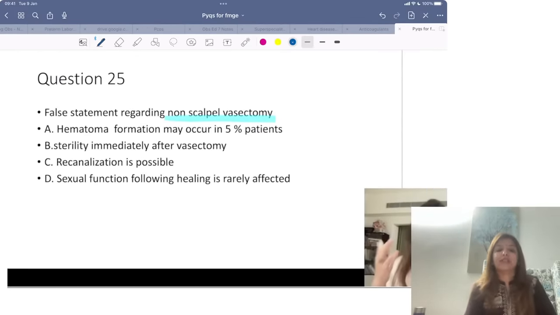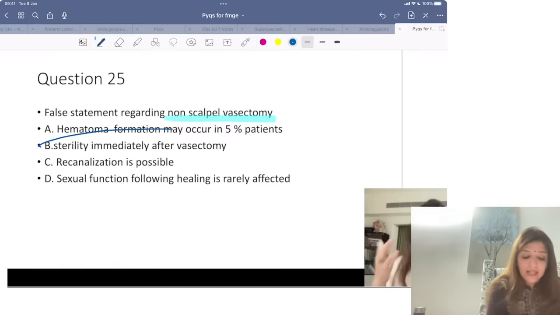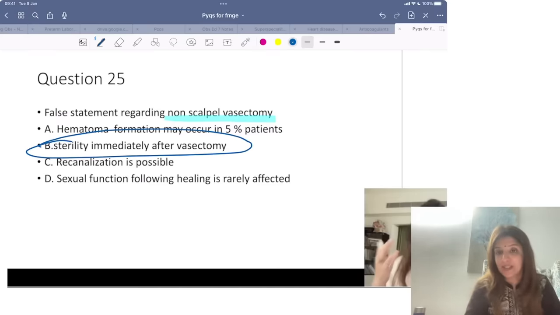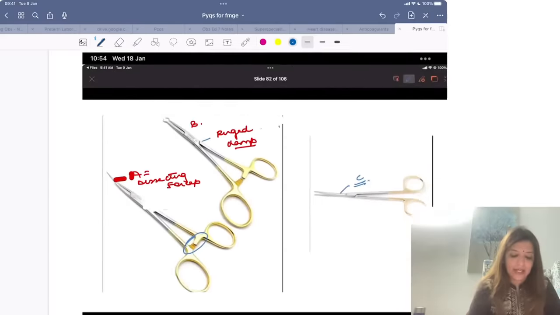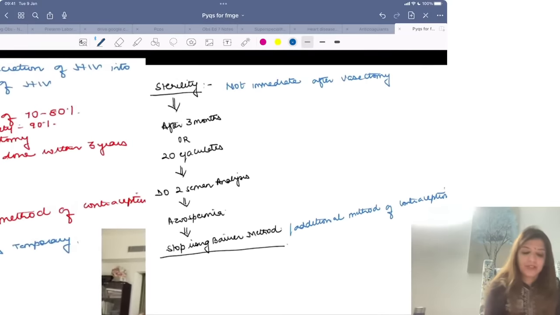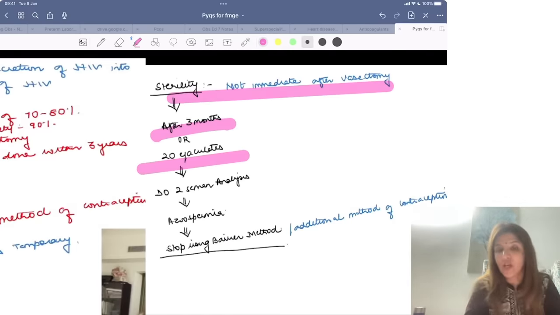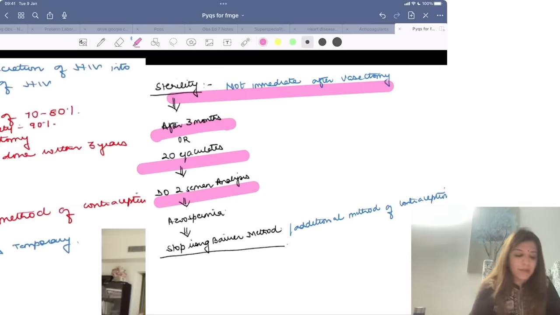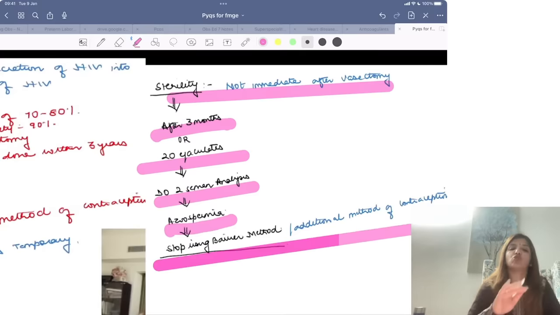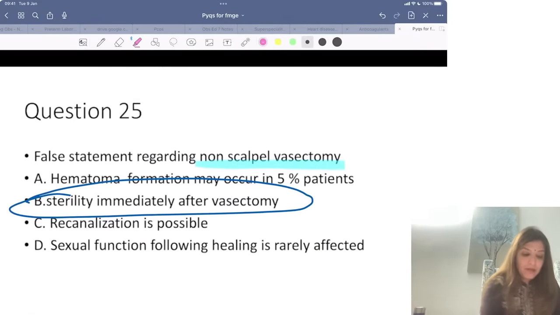False statement regarding non-scalpel vasectomy. Now, even if you don't know many details about non-scalpel vasectomy, you know this, that sterility is not immediately attained after vasectomy, right? After vasectomy, sterility is attained after 3 months. So, sterility is attained after 3 months or after 20 ejaculates. So, once I have done vasectomy, I advise the couple to use a barrier contraceptive. And then after 20 ejaculates, we will do 2 semen analysis. And if both the semen analysis say that the patient is azoospermic, then we tell them to stop using the barrier method.